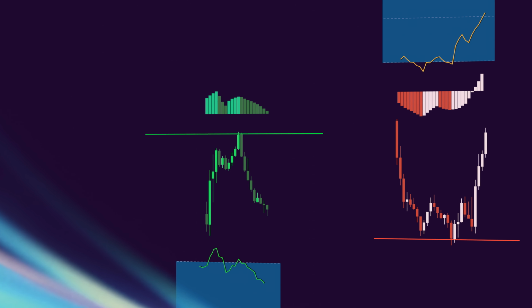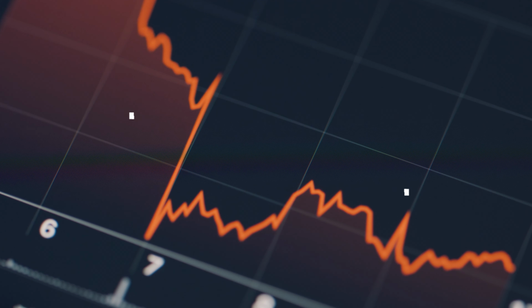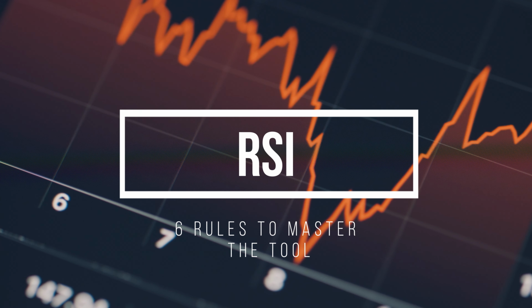You've seen what textbook divergences look like. Now let's talk about some of the guidelines we use when trading these structures. First, we're going to take a look at the RSI, as this is usually the indicator that most people have trouble with. Rule number 1, bodies. Divergences are always drawn using the candle bodies, not the wicks of the candle.